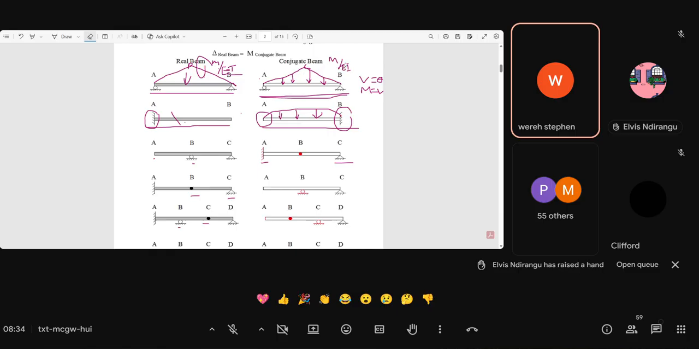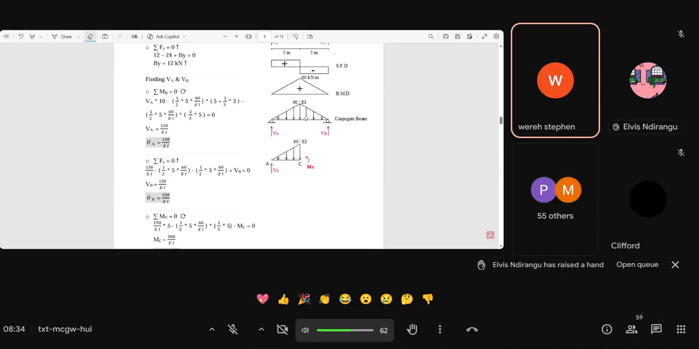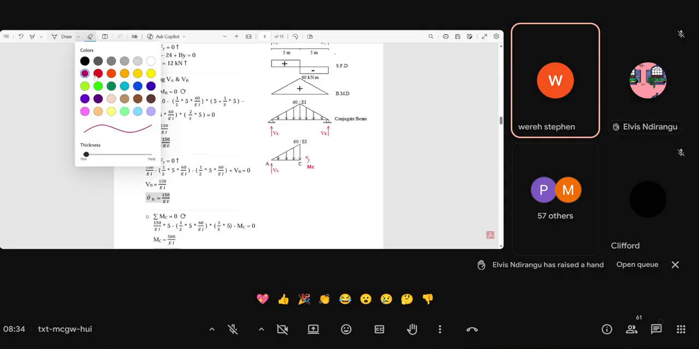After dividing M over EI, take that one as the loading and put it on the conjugate beam. See, now it is here. So we have divided everything by EI, because now we only found the moment here, the maximum moment, which is 60. We divided by EI. Now we need to draw the conjugate beam.